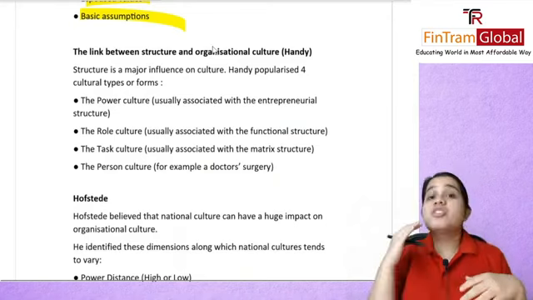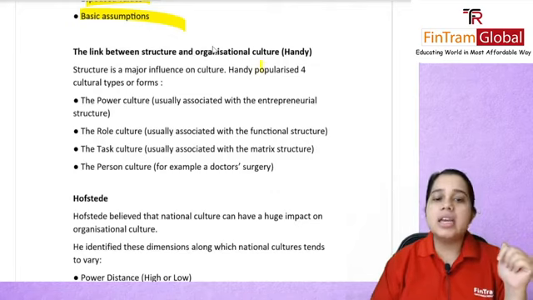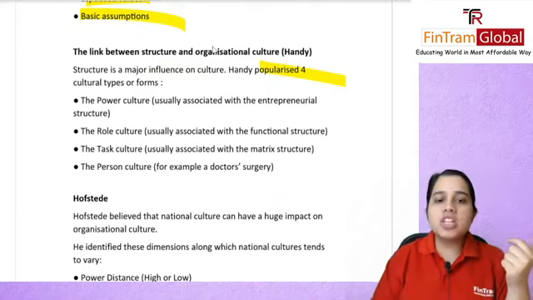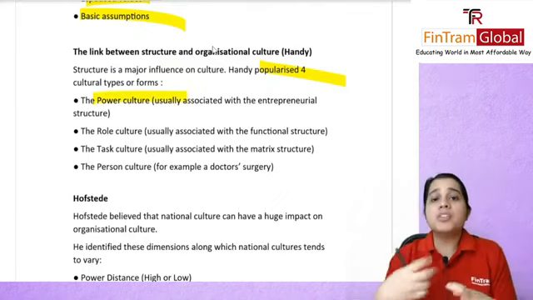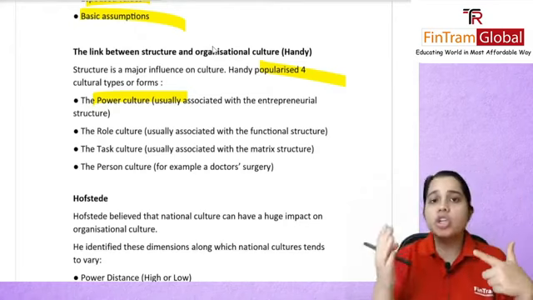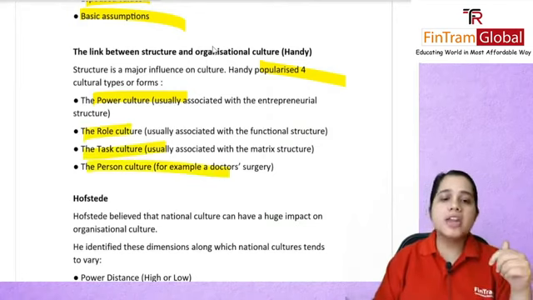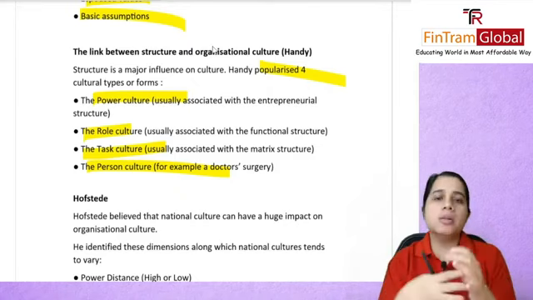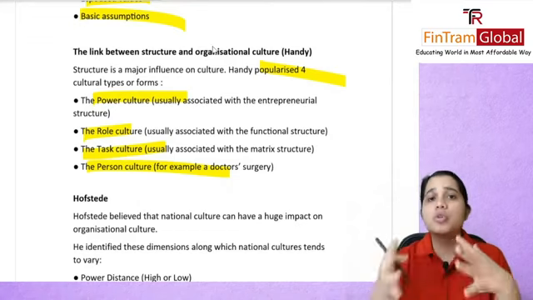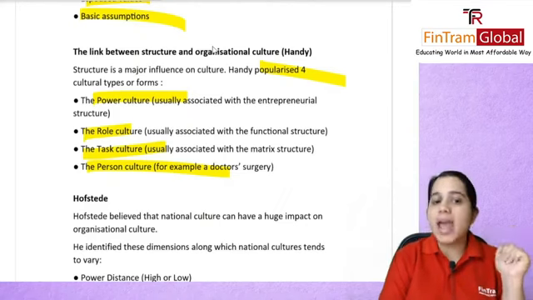Then the link between structure and organization culture was given by Handy, wherein he categorized 4 cultural types. There was your power culture, usually associated with an entrepreneurial structure, where basically one person has all of the power and exerts it. You have your role culture, with different functions, your task culture, and your person culture, specialization. Maybe a law firm wherein people are all specialized, or a group of accountants opening a firm. They will have a person culture there. So that was given by Handy.